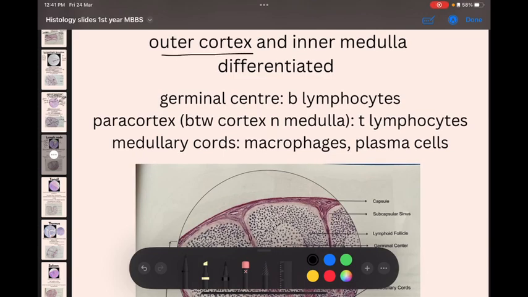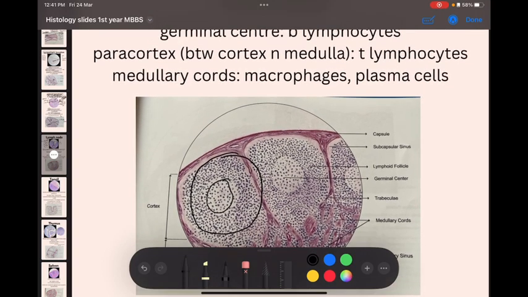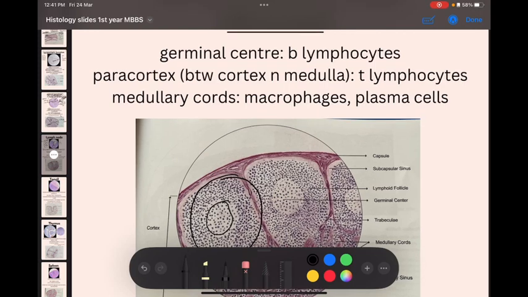Outer cortex and inner medulla are differentiated. Then we have a germinal center, and lymphoid follicles. In the germinal center, we have B lymphocytes. In the paracortex, we have T lymphocytes. In the medullary cords, we have plasma cells and macrophages.